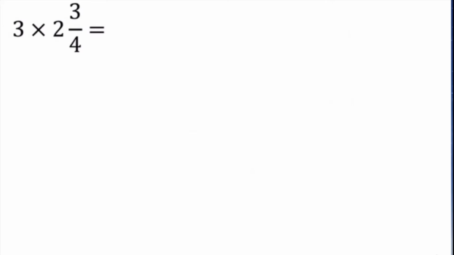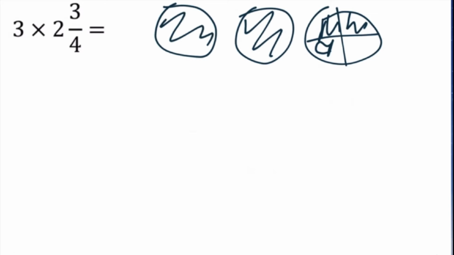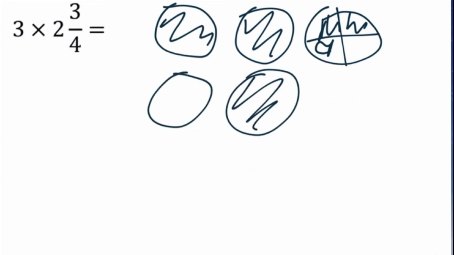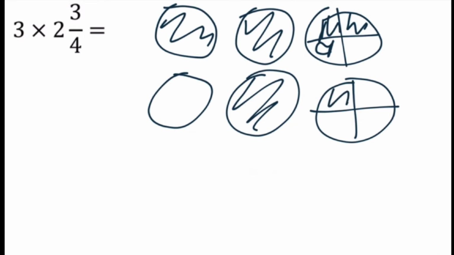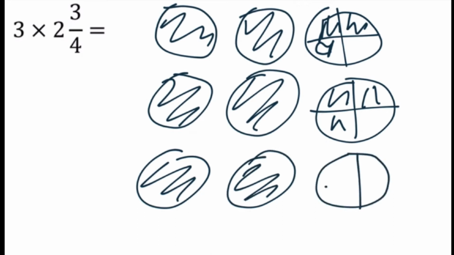So if I were to draw that, I would draw 2 and 3/4. I'm just doing real quick scribbles here to make it fast. And I would draw that 3 times. And then I'll be able to first see how many wholes I have. And so I can see that I have 2 columns of 3 circles, or 3 rows of 2 circles. So I have 6 wholes, and then I can count up my fourths.